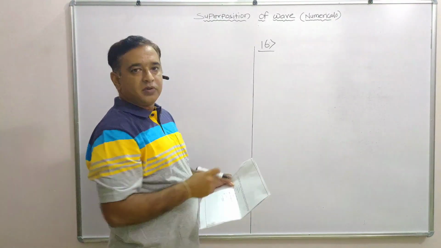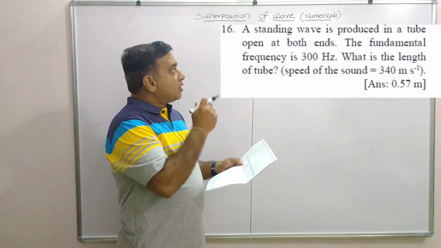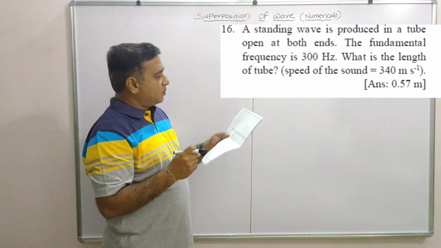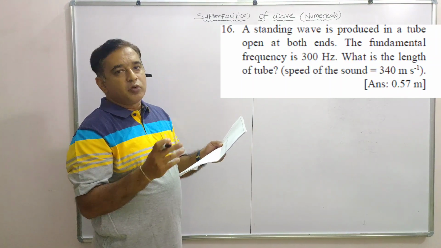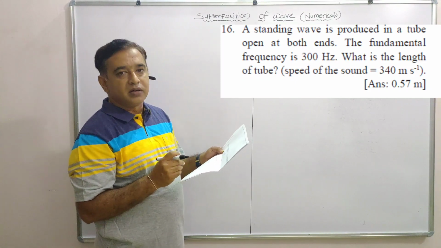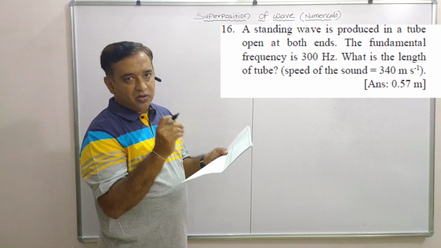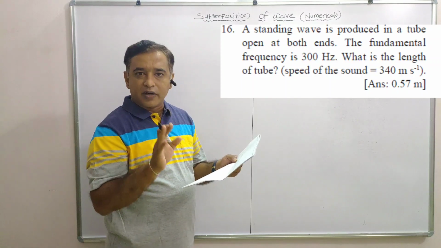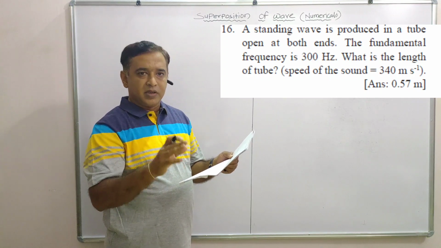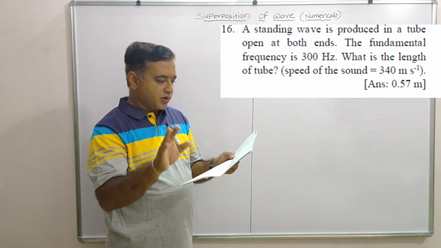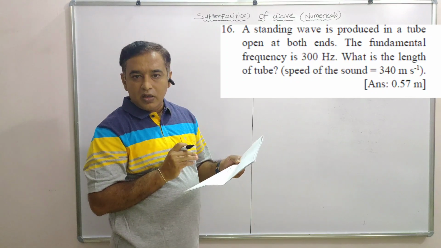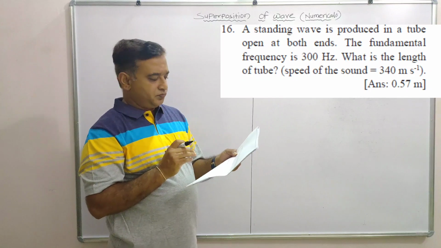Now we have the 16th numerical problem. Read the problem. A standing wave is produced in the tube open at both the ends. The fundamental frequency is 300 Hz. Carefully read out all the data which is given. Let us consider the fundamental frequency is N, N is equal to 300 Hz. What is the length of the tube?